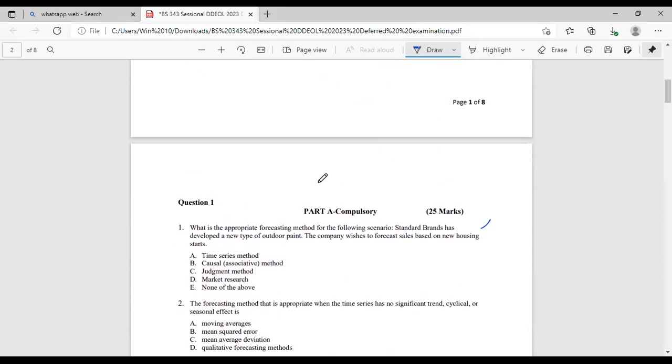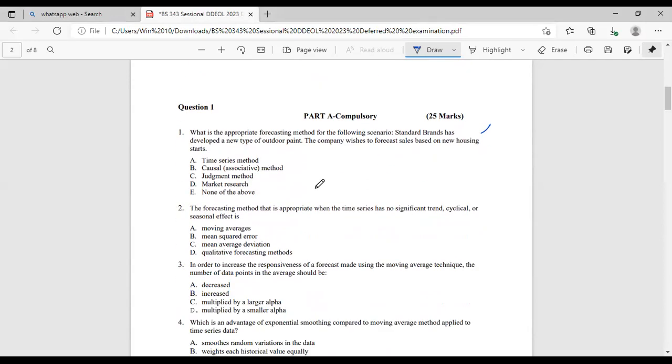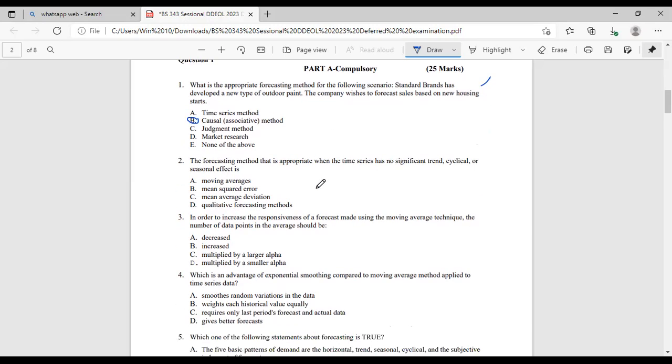Getting down to the first question, it says: what is the appropriate forecasting method for the following scenario? The Standard Brands developed a new type of outdoor paint. The company wishes to focus sales based on new housing stats. So that's a causal or associative method. The forecasting method that is appropriate when the time series has no significant trend or cyclical or seasonal effect is just a moving average.